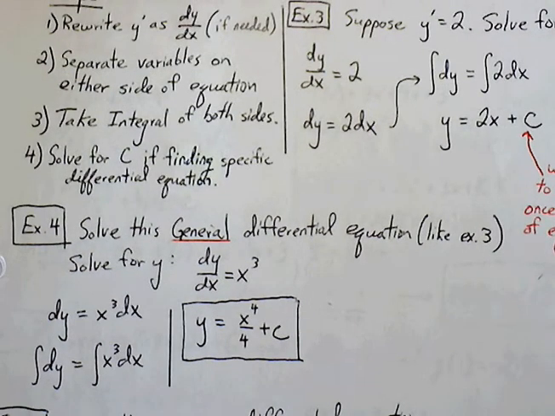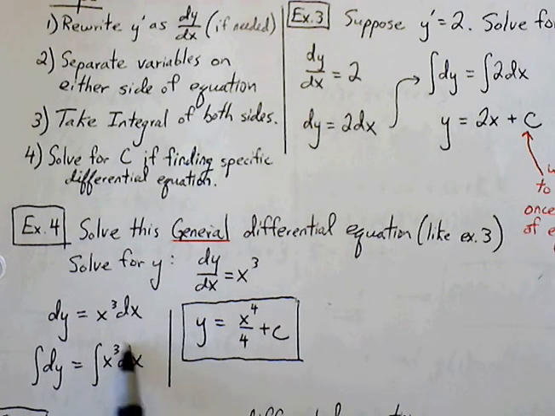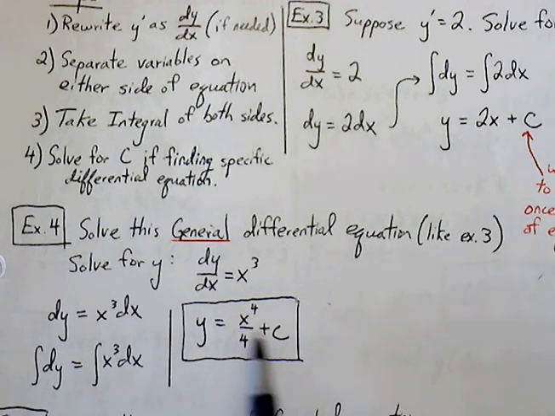We want the y's on the left side, the x's on the right. Take the integral of both sides. So the integral of 1 dy will simply be y. The integral of x cubed dx, go with your power rule, add 1 to the exponent divided by that new exponent. So x to the 4th over 4 plus c.